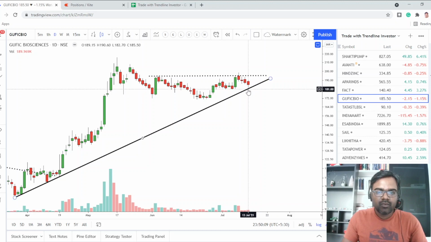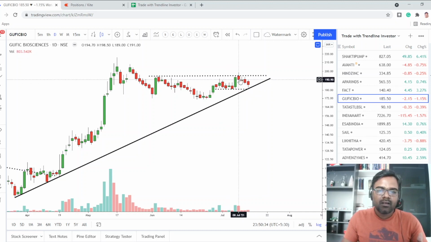Okay, so again, Gufic Bio today, we have this nice little support zone over here. So if you see, we had here 181, here again 181, again here 181. So 181 is proving to be very strong short-term support, not a long-term support. And today again we tried to go down towards 182.7, and then again we came up. So my stop continues to be 180 for Gufic.